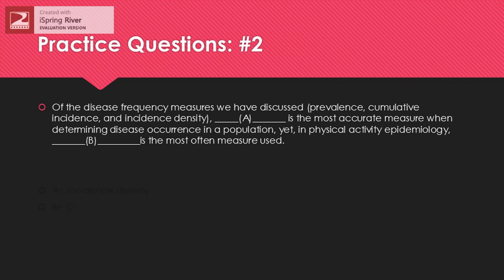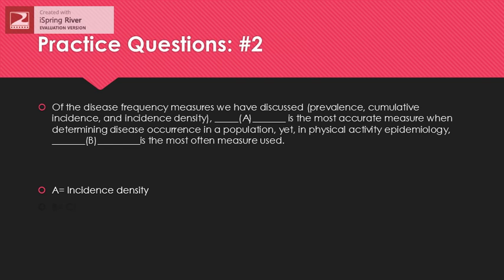Practice question number 2. Of the disease frequency measures we've discussed, which are prevalence, cumulative incidence, and incidence density, blank is the most accurate measure when determining disease occurrence in a population. Yet, in physical activity epidemiology, blank is the more often used measure. So which of these is the most accurate in estimating disease occurrence? The answer is incidence density. It is more accurate than cumulative incidence because it accounts for exposure, as we've talked about.